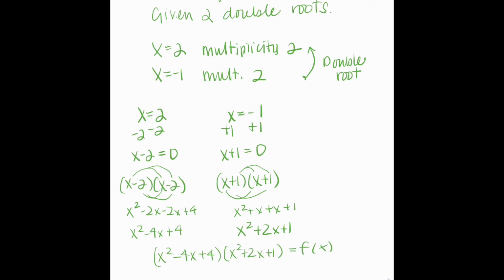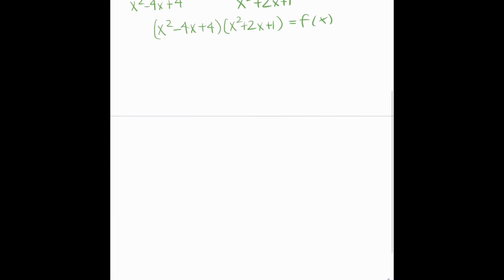This is our function. You can leave it like that if the problem says to, but we want to expand it all out. So we need to multiply these two together. I'm going to use the box method because there's so many terms. You don't have to use the box method. You can use the distributive method just like I did up there, but for me this is just a little bit easier.